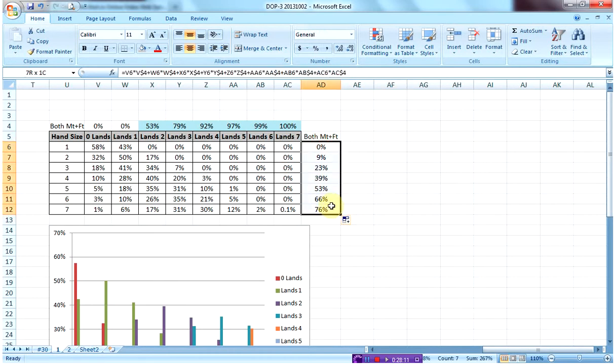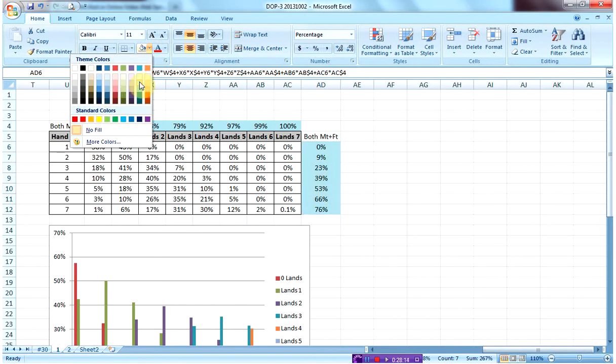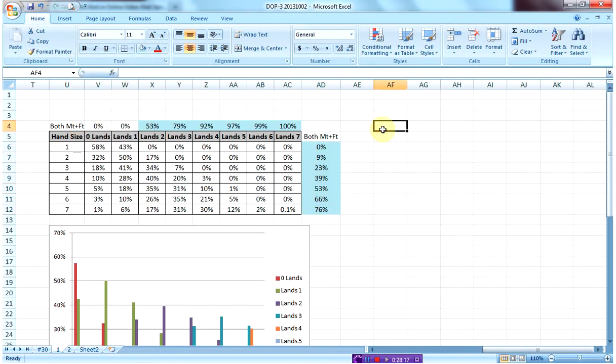I can drag that down, and now this represents the probability that I will have in my opening hand at least 1 forest and 1 mountain. You can see, of course, if I have a 1 card hand, it is impossible that I could have 1 mountain and 1 forest. If I just draw the top 2 cards off my library and I have a 2 card hand, there's a 9% chance that those top 2 cards off my library were 1 mountain and 1 forest.